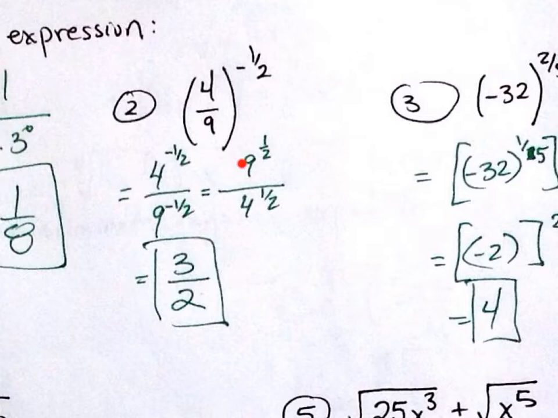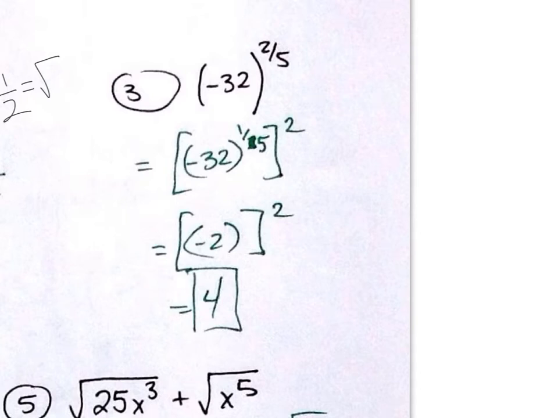So 9 to the 1/2 power is the same as, I don't have my stylus here, so it's a little awkward. It's the same as the square root. So square root of 9 is 3, and square root of 4 is 2, 3/2.